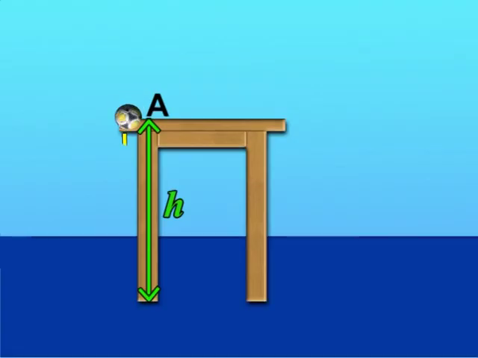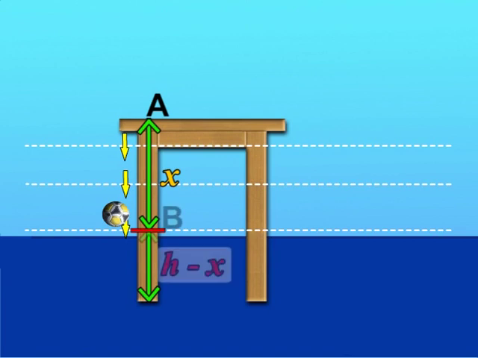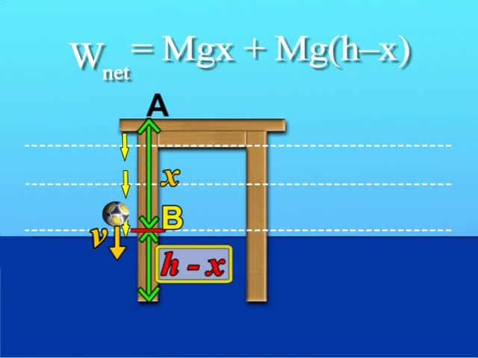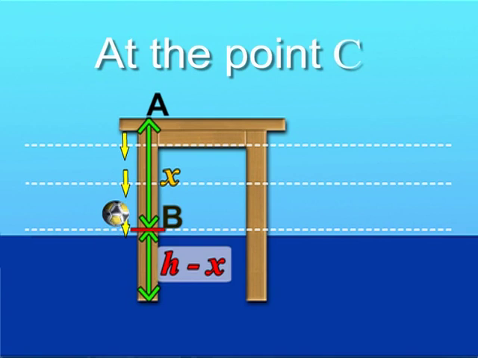As the body reaches the point B, it has covered the distance x from above, so its height above the ground is h minus x. Therefore, the potential energy of the body at B is m into g into (h minus x). Therefore, the total mechanical energy at the point B is W net equals mgx plus mg into (h minus x), which is equal to mgh. When the body finally reaches point C on the ground, its height above the ground is obviously 0.